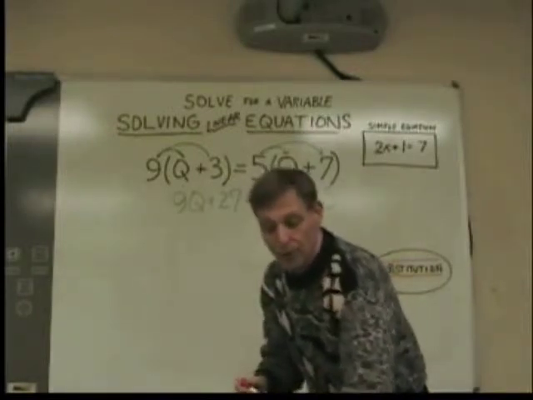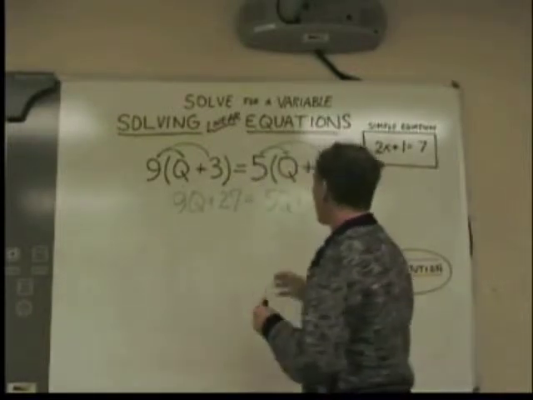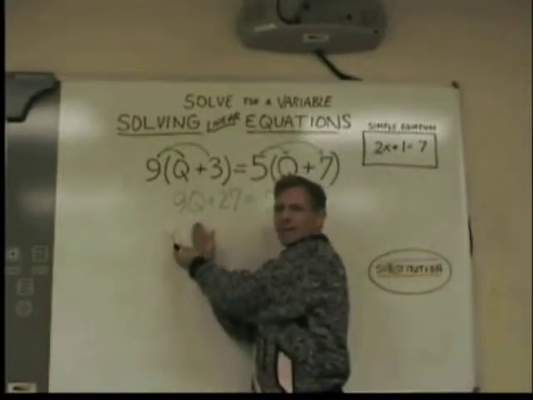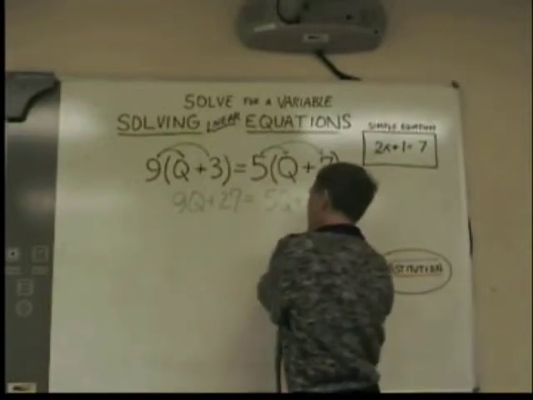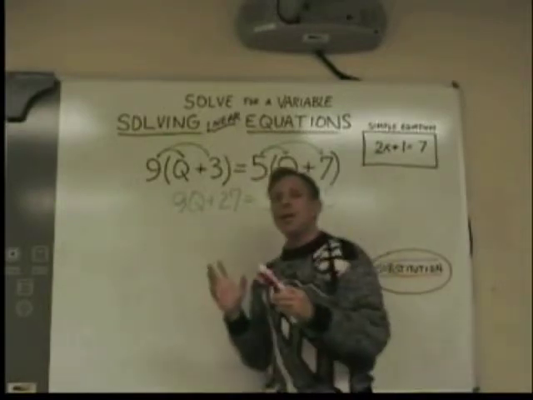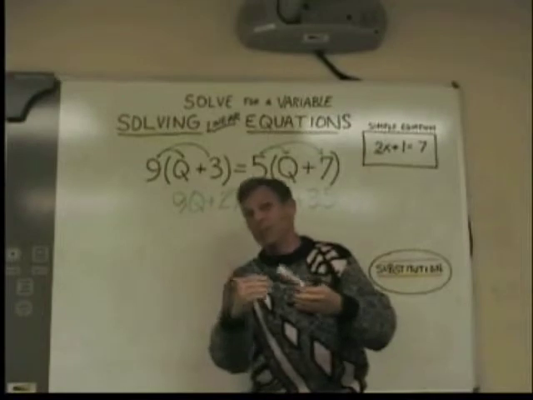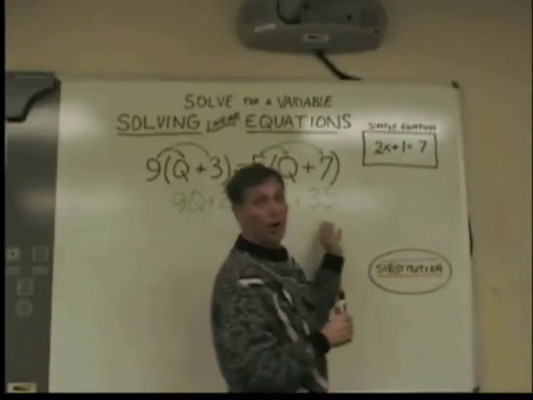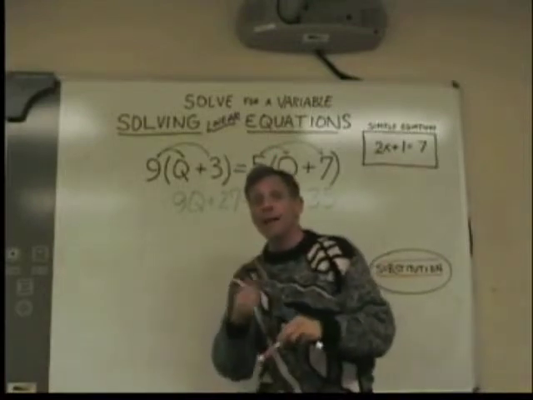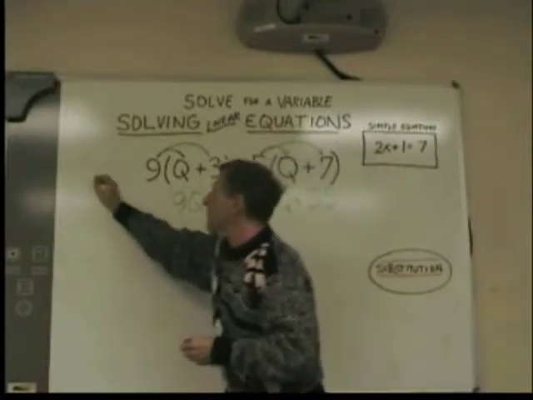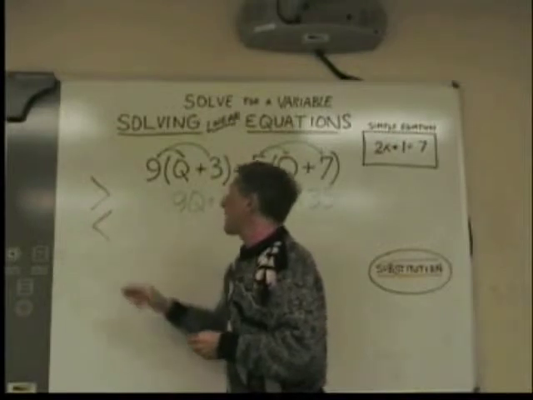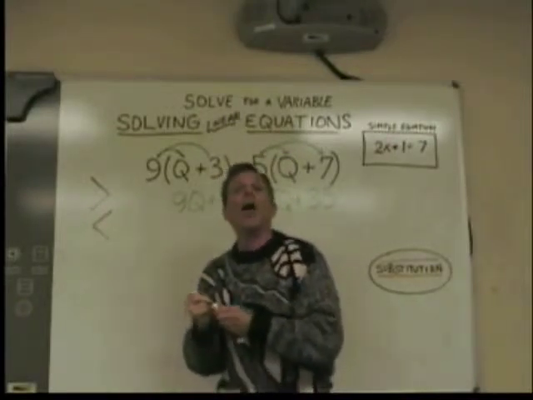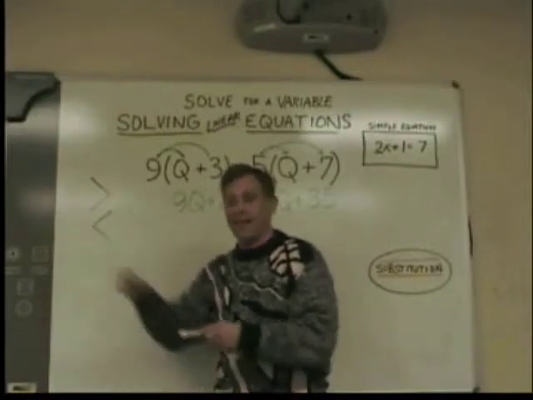Now what I'm going to do is move all my number-letter combinations to one side, and my plain old numbers I'm going to move to the other side. Now in an equation, it really doesn't matter which side you move your number-letter combinations and which side you move your plain old numbers. But when you get to inequalities, which is greater than and less than, you want your letters here. So I'm going to get into the habit of putting my letters on this side.